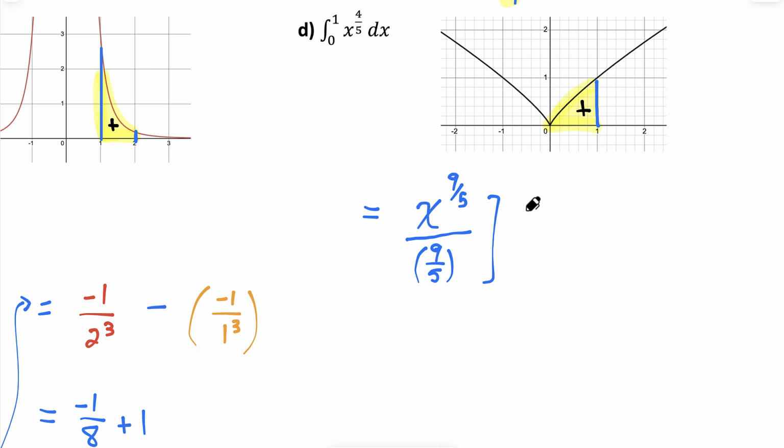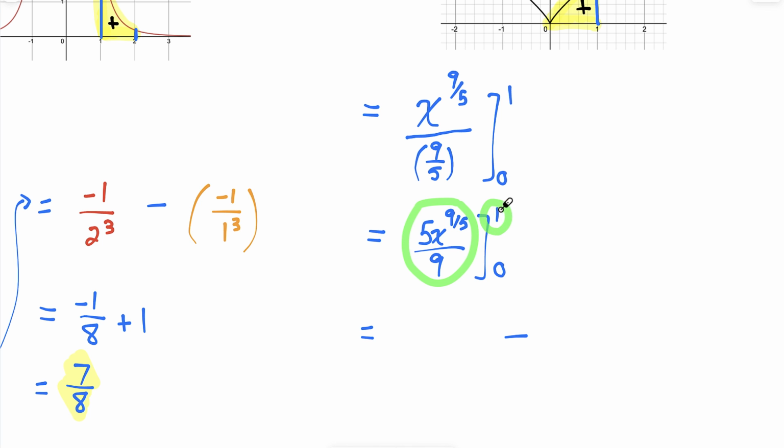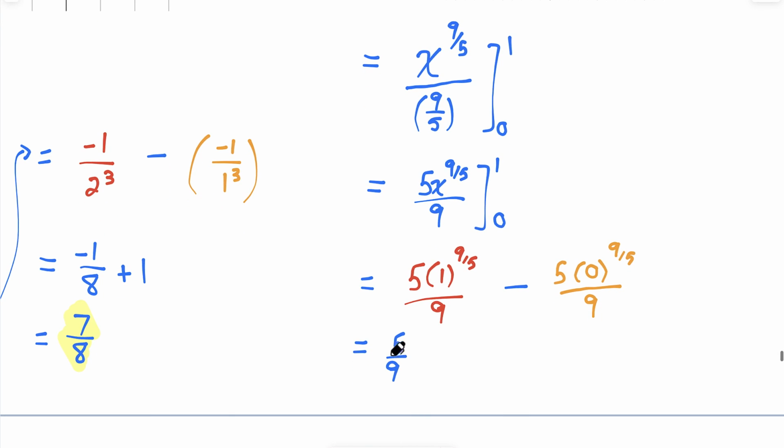Rewrite my limits of integration, 0 and 1. And I'll simplify this a little bit. I'll rewrite this as 5x to the 9/5 all over 9. Let's do the function at an x value of 1 minus this function at an x value of 0. This is just going to give me 5/9 minus 0, which is just 5/9.